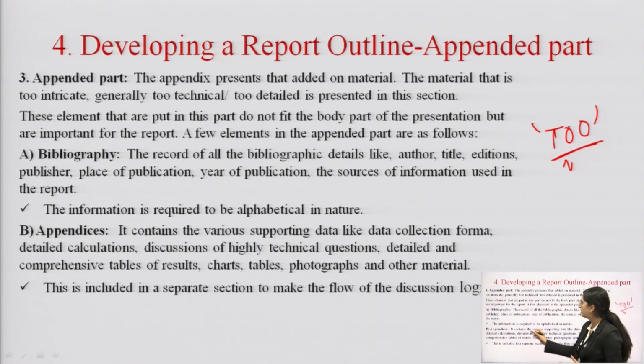So under the appended part you have the bibliography. It is the record of all the bibliographic details that you have used: the author, the edition, the publisher, the place of publishing. Everything comes in the bibliography.